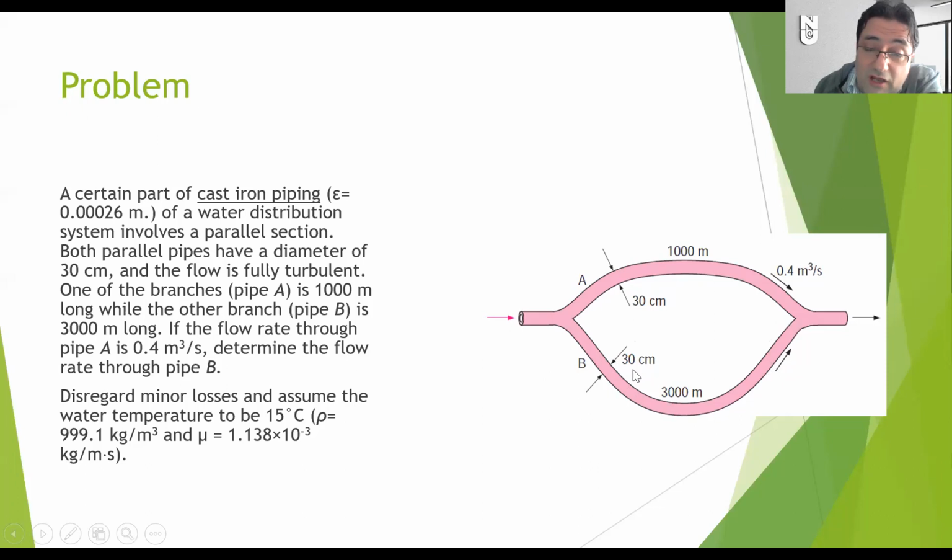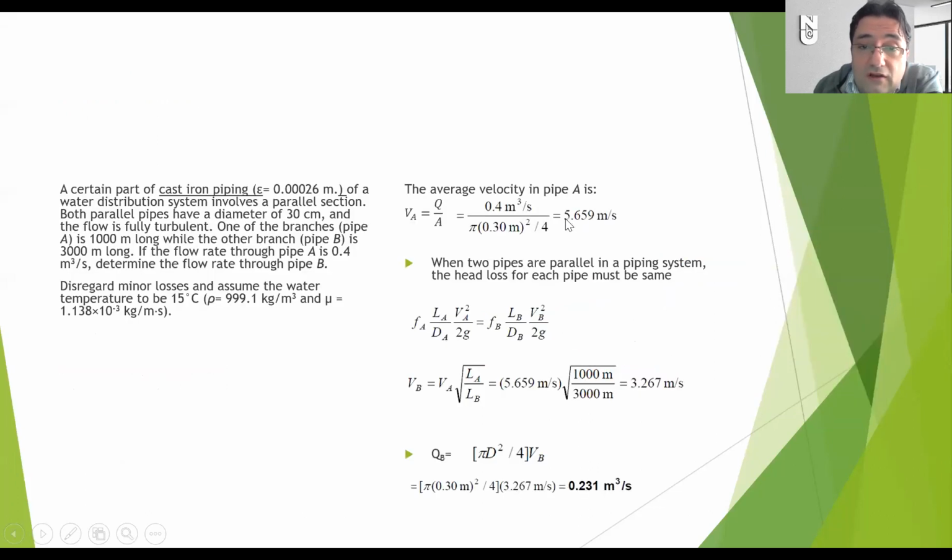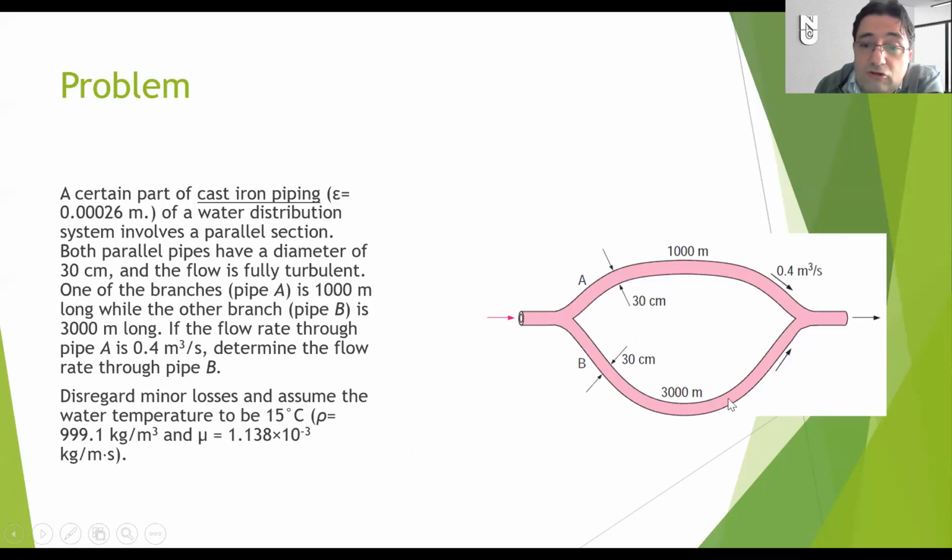because the dimensions are the same in pipe B. If our velocity is 5.7, by logic you would easily say that the velocity in pipe B is going to be smaller than the velocity in pipe A. It means that the flow rate is going to be smaller than the flow rate at A. So there is no way that these two pipes can carry more than 0.8 cubic meters per second. Pipe A is carrying 0.4 cubic meters per second, and pipe B should carry less.